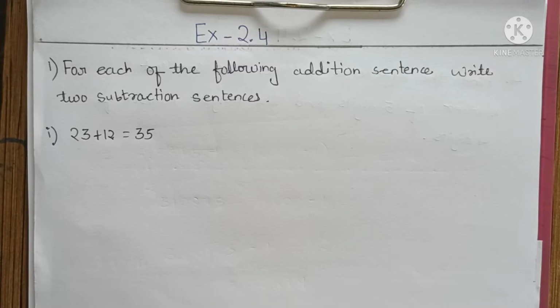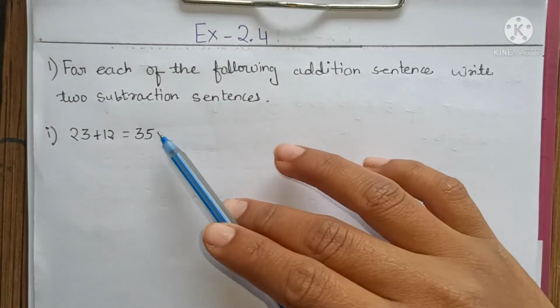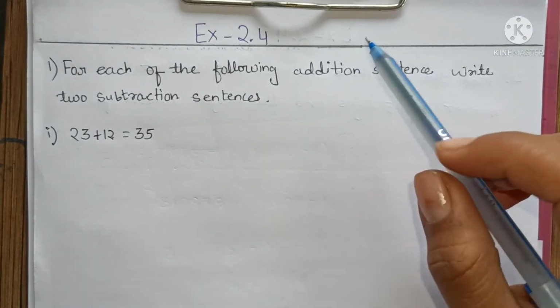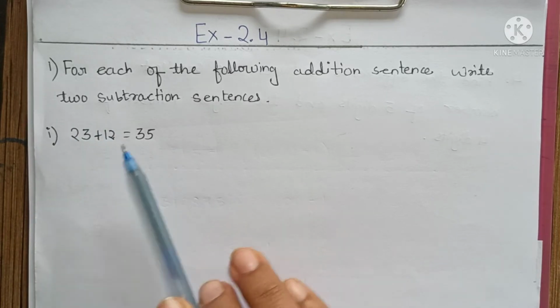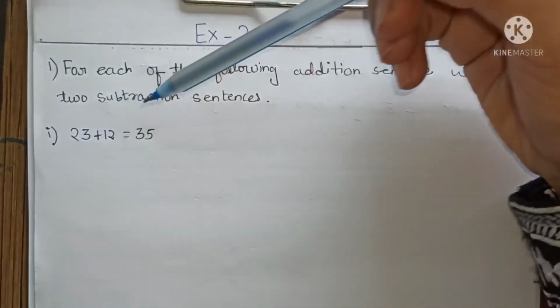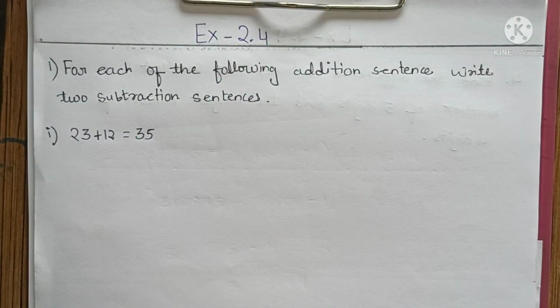Okay children, so now let us start exercise 2.4. Question number 1. For each of the following addition sentences, write two subtraction sentences. An addition sentence is given: 23 plus 12 is 35. For this particular sentence of addition, we need to show it in the subtraction process in two different ways.